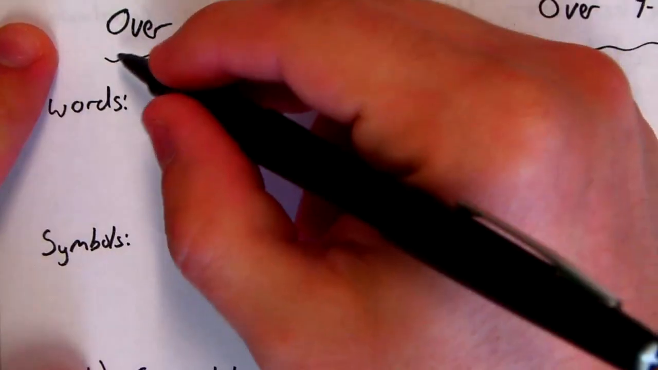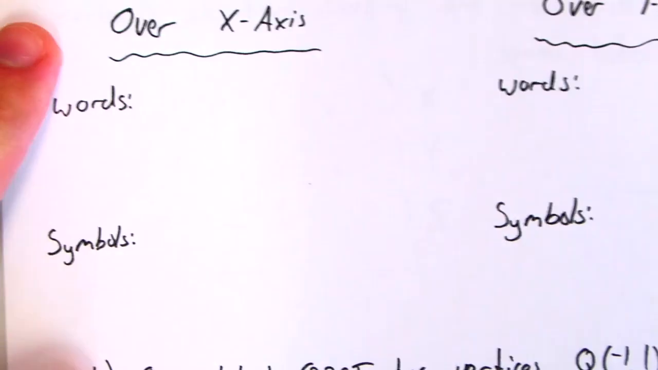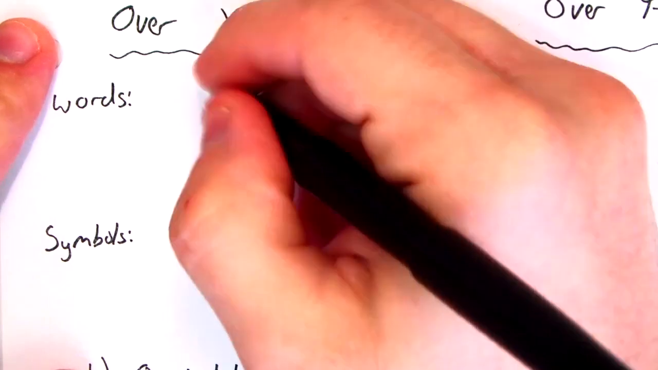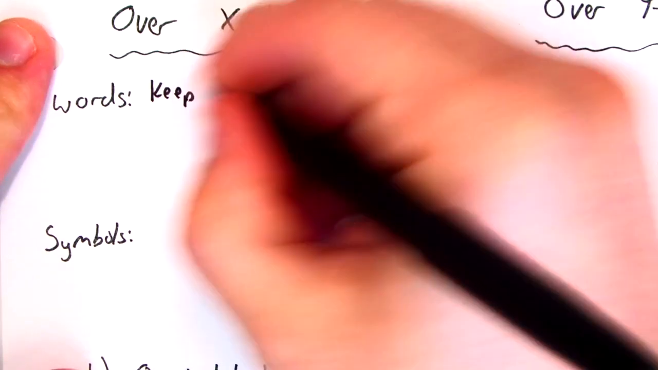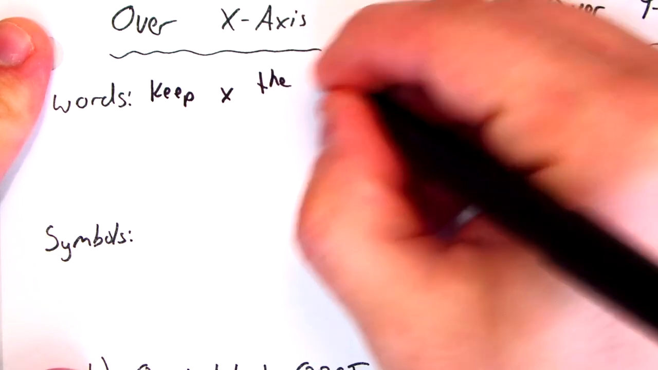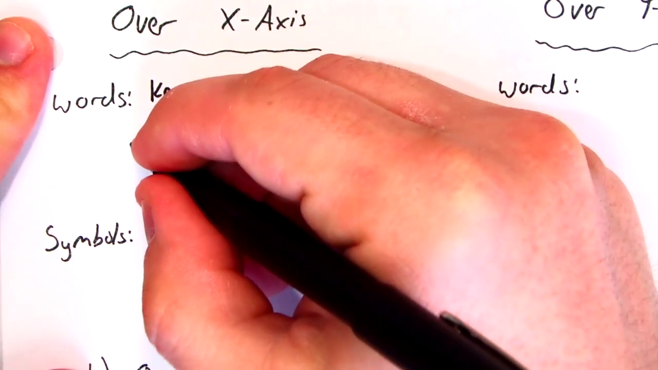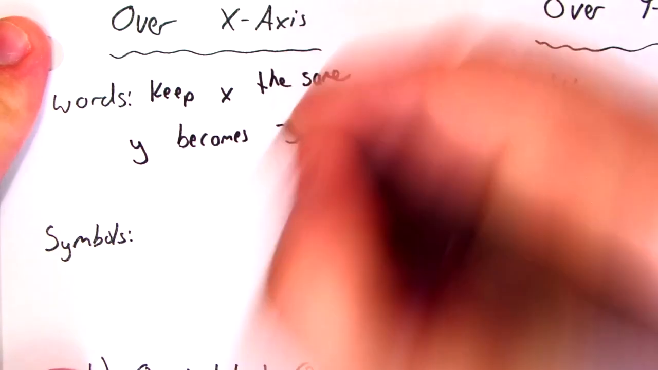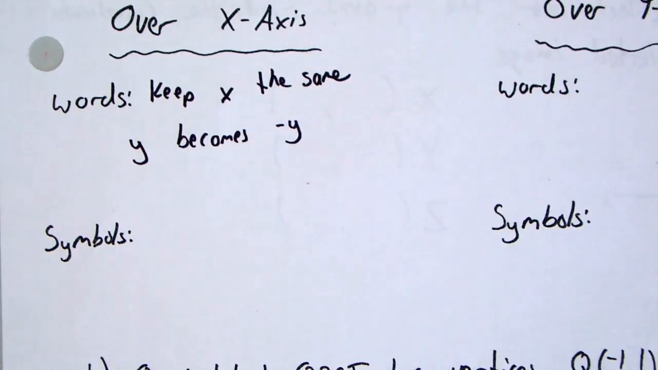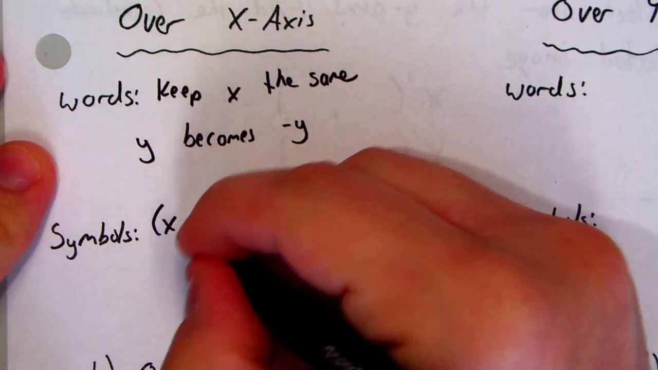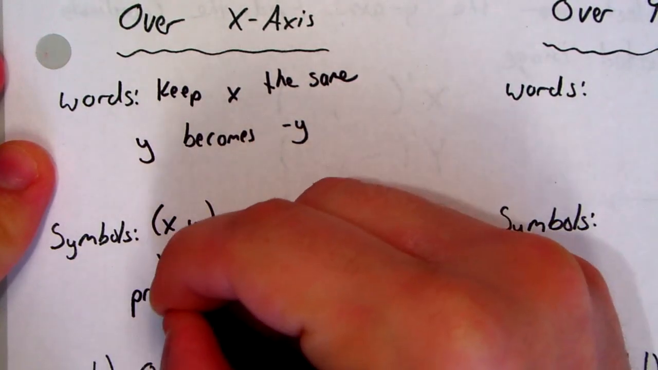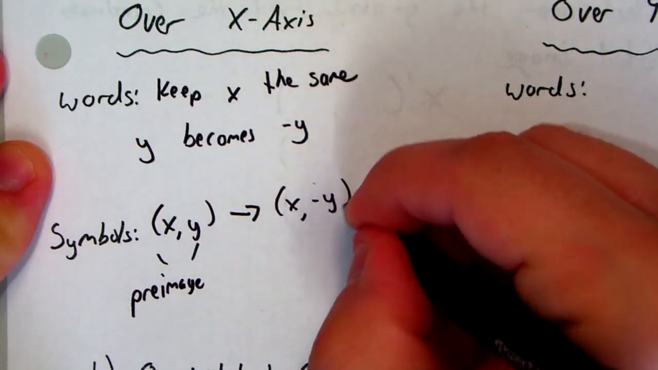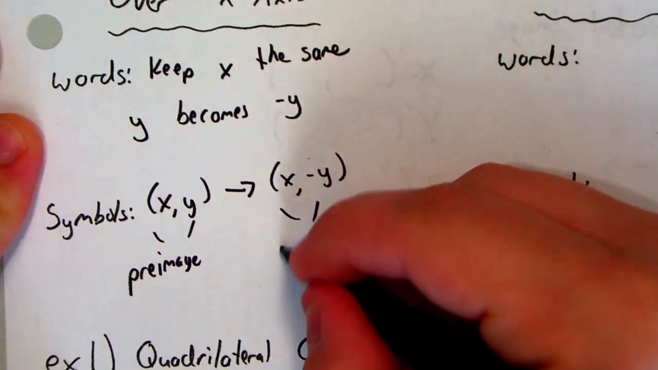So when we reflect over the x-axis, what this really means, and this is what it's going to look like as far as words go, the x-axis, we want to keep the x the same, and then y becomes its opposite. So as far as symbols go, if this is our pre-image, this is going to become x, negative y. And this here is my image.